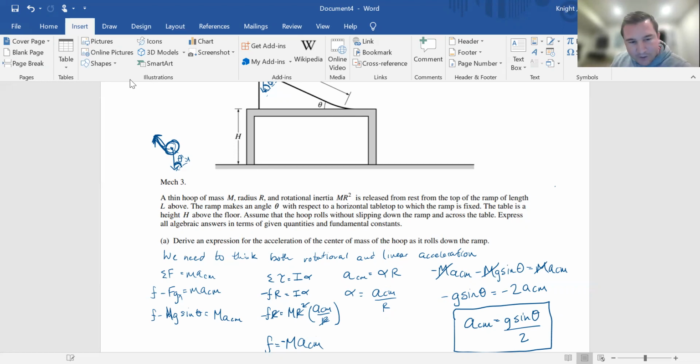And then we get in trouble. We were using forces, we were doing so good, but they don't give us a coefficient of friction. They don't tell us anything about friction, really. And we're only allowed to use given quantities and fundamental constants, and F is not a given quantity or a fundamental constant. And, well, I guess there's a normal force here too, sorry.